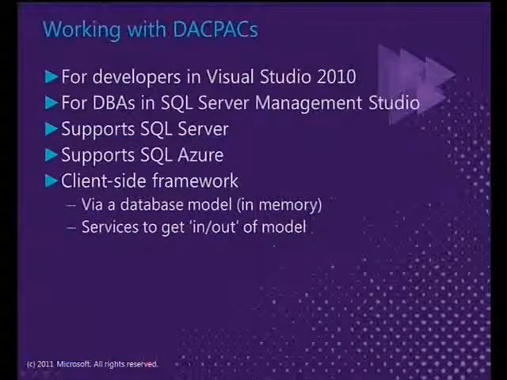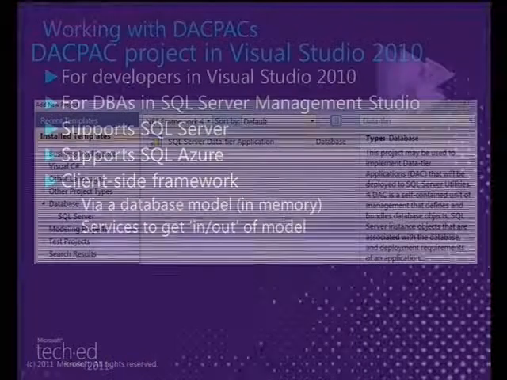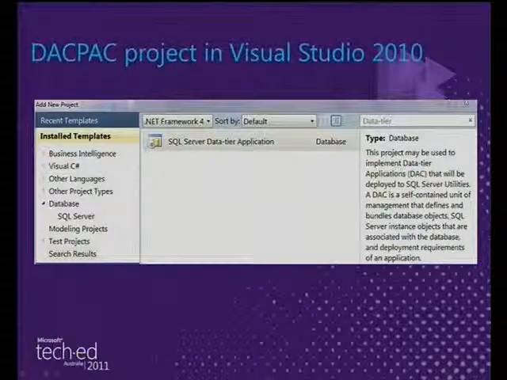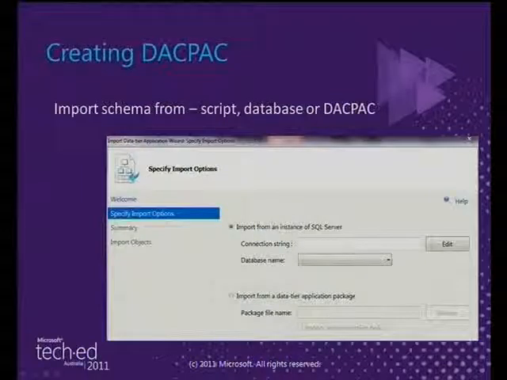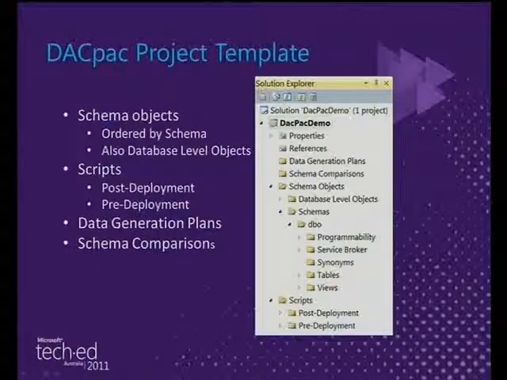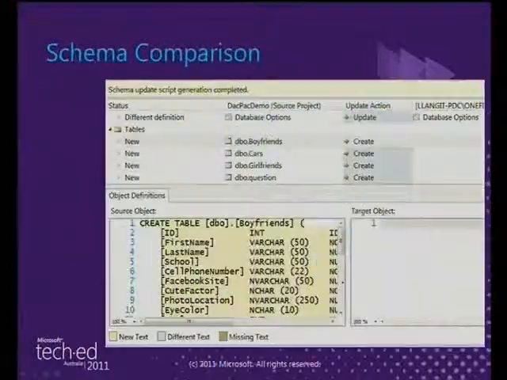Okay. All right, so let's go through some of this. So I showed you dakpack. I showed you importing from script, database, or dakpack. Okay? I showed you the schema level objects. There's pre and post deployment scripts. I showed you that there are data generation plans and schema comparisons inside of dakpacks. I showed you the schema comparison from Juno, which is more sophisticated.